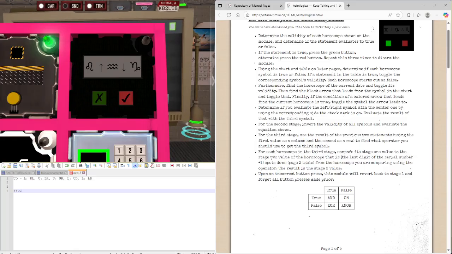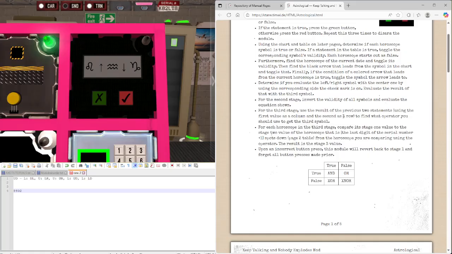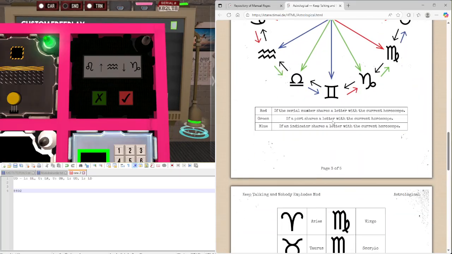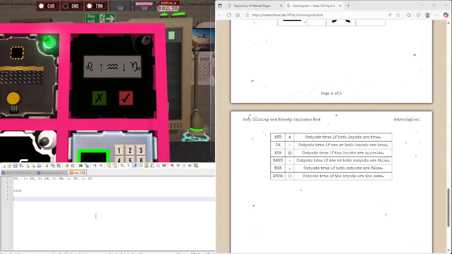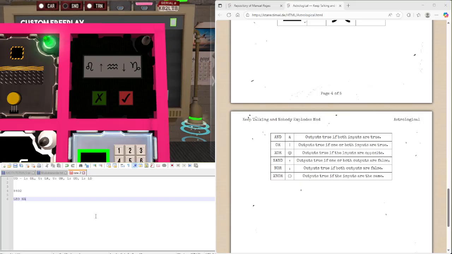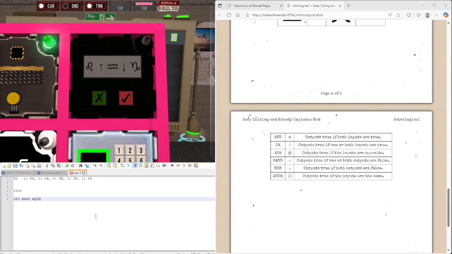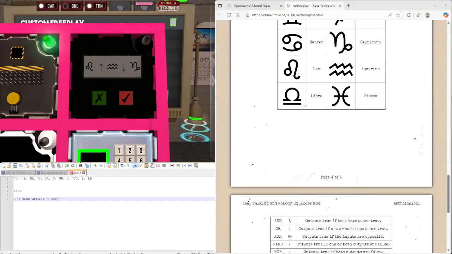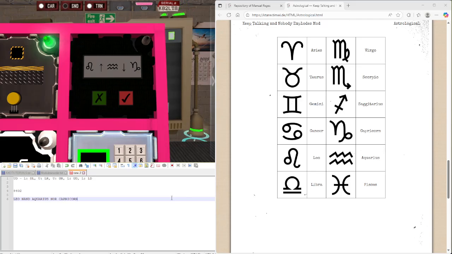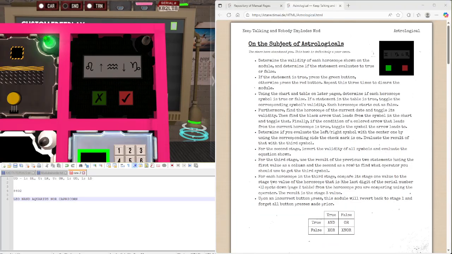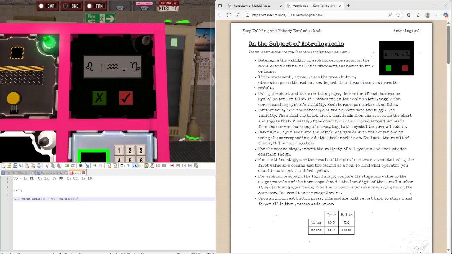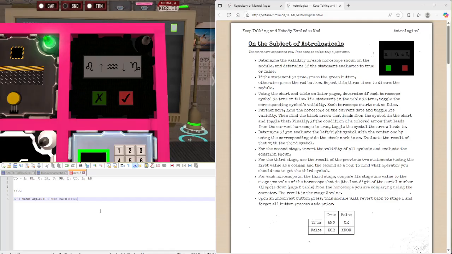These corresponding side the check mark is on, so we're going to be doing the right side first on this one. So the logic symbols we have: Leo and Aquarius, Nor, and whatever that end symbol is, Capricorn. And we're using the side with the tick on, the corresponding side the checkmark is on.